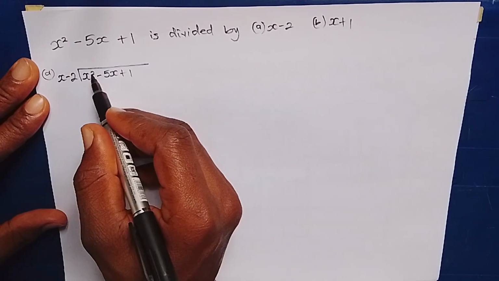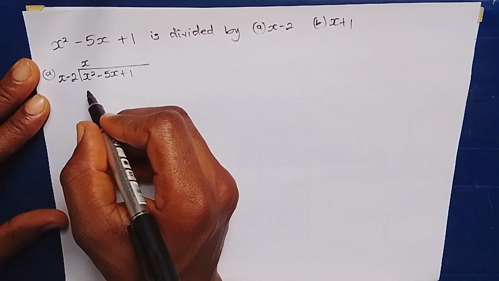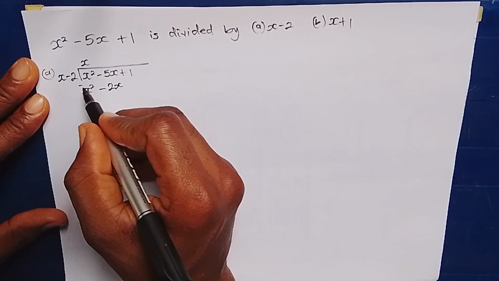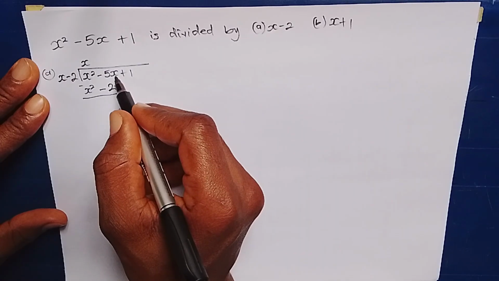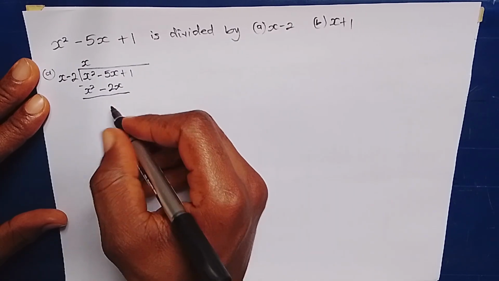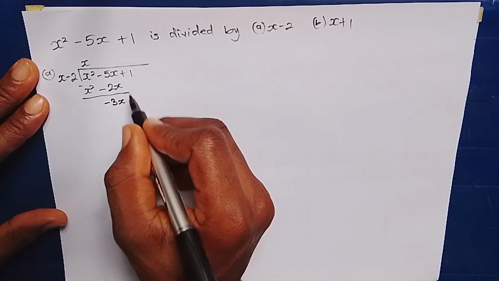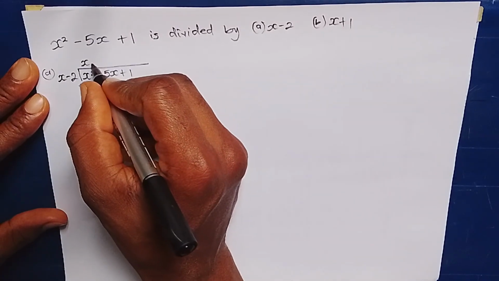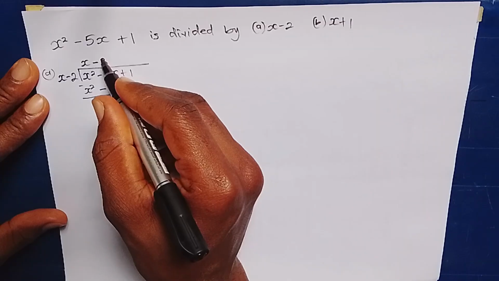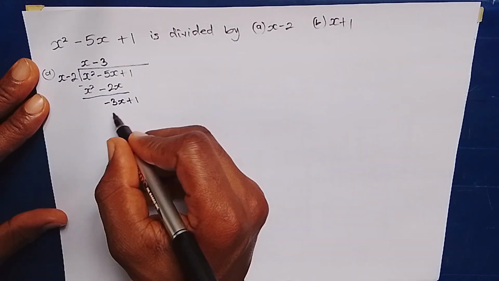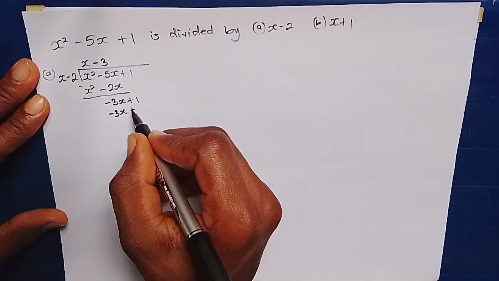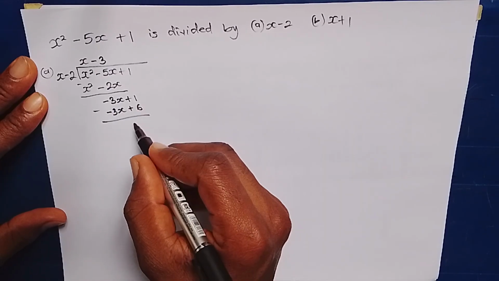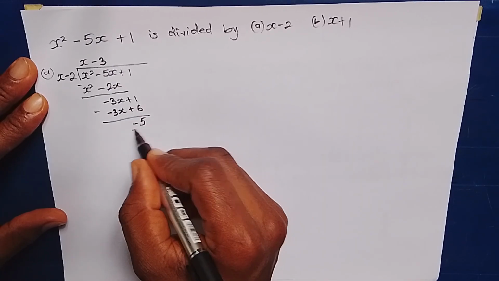We do our long division now. x squared divided by x, we have x. x times x, we have x squared. x times minus 2, we have minus 2x. Then you subtract this, you have 0. 5x minus 2x, you will have minus 3x. You bring down your 1. So x can divide one more time. Minus 3x divided by x, and we have minus 3. Now minus 3 multiplied by the whole divisor, and we have minus 3x plus 6. Then you subtract this, we will have minus 5. This is the remainder.